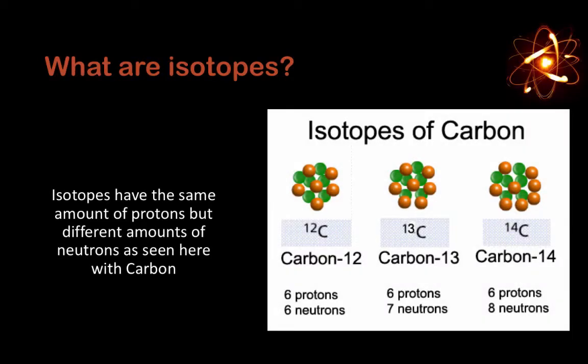We continue with our review by identifying what are isotopes. Isotopes have the same amount of protons but different amounts of neutrons, as seen here with carbon. If the number of protons is equivalent to the number of neutrons and electrons, then the atom is considered stable. But when there is more neutrons, then it becomes unstable.